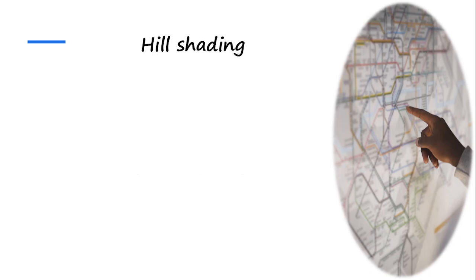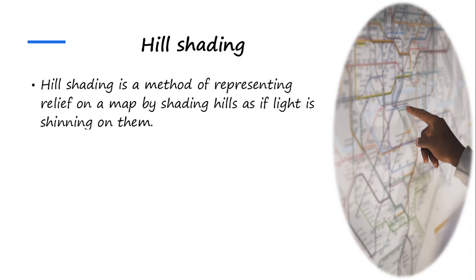The other one is hill shading. This is another way you can use to see the relief features. Hill shading is the method of representing the relief on the map by shading the hills as if light is shining on them. This is a specific way of showing these hills. So you can simply see them in a given topographical map.